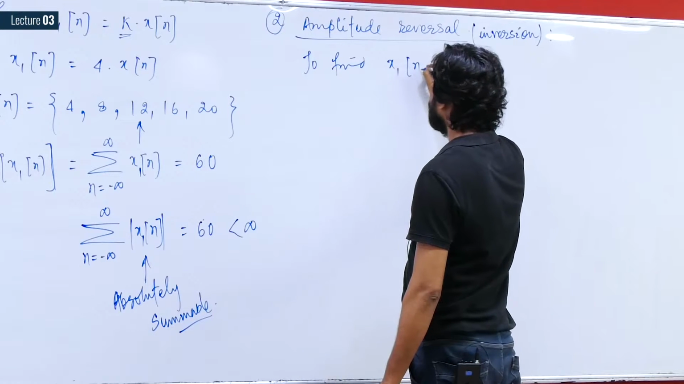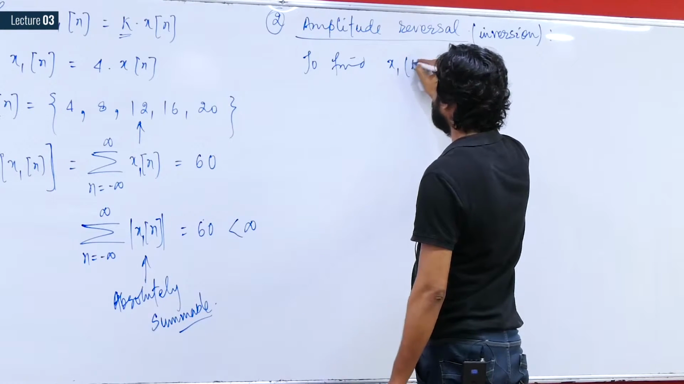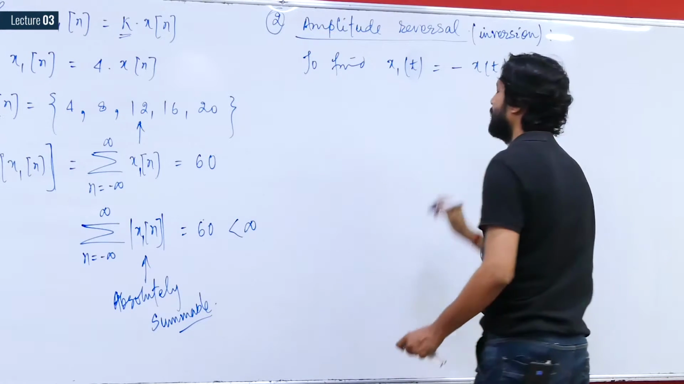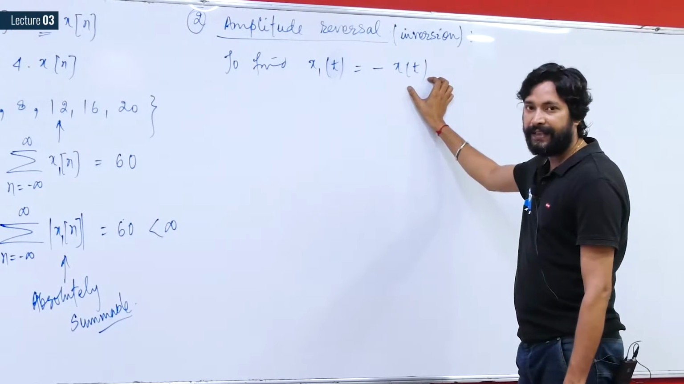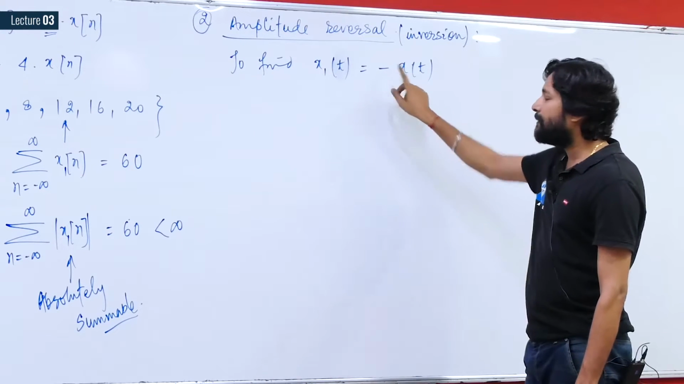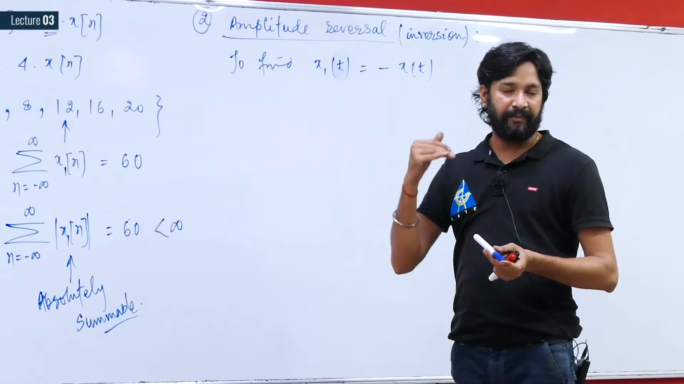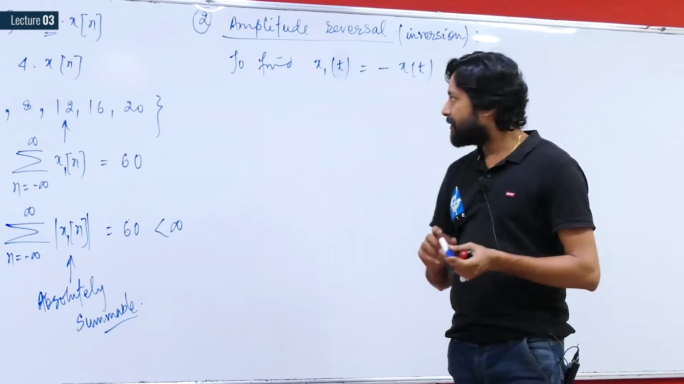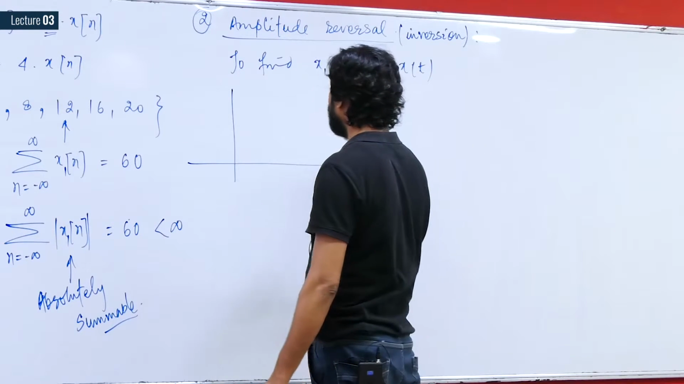x1 of n or x1 of t. We are taking first the continuous time case, x1 of t, that is minus of x of t. Again, what we are doing is multiplying the x of t signal, or you can say the amplitudes of the x of t signal, with -1, so that where the signal was earlier positive, now it will become negative, and vice versa. So if you see here, we are discussing the same signal as we have taken earlier.